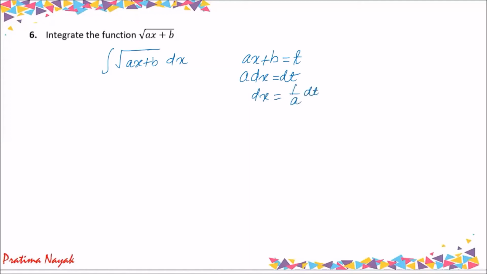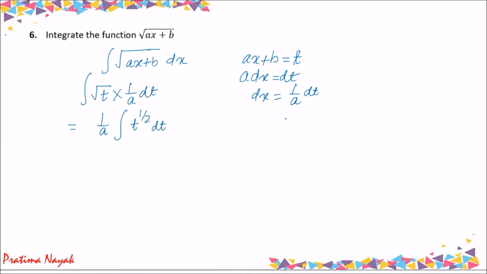It is seen that it is the only function inside the root, so take that function as t. Not the square root; take ax + b equal to t. Then a dx is equal to dt. I have to replace dx. dx will be how much? It will be 1 by a dt. So I'll write root t into 1 by a dt. So 1 by a I can take outside. Root t means t to the power half.